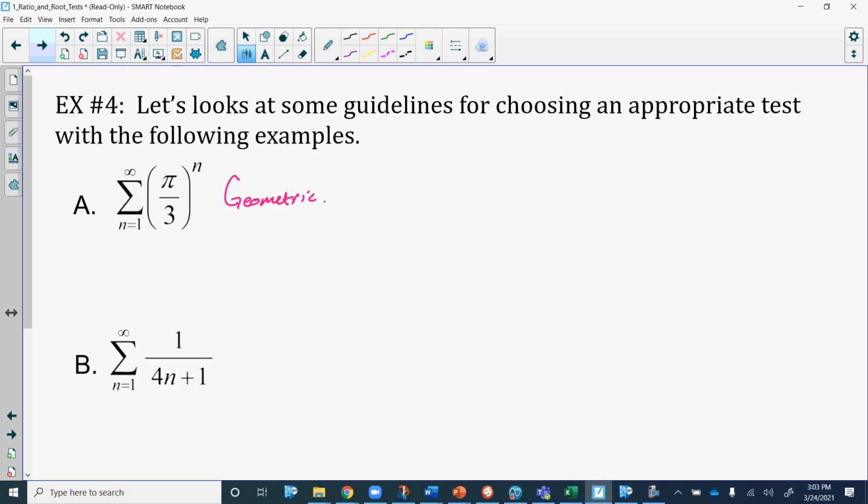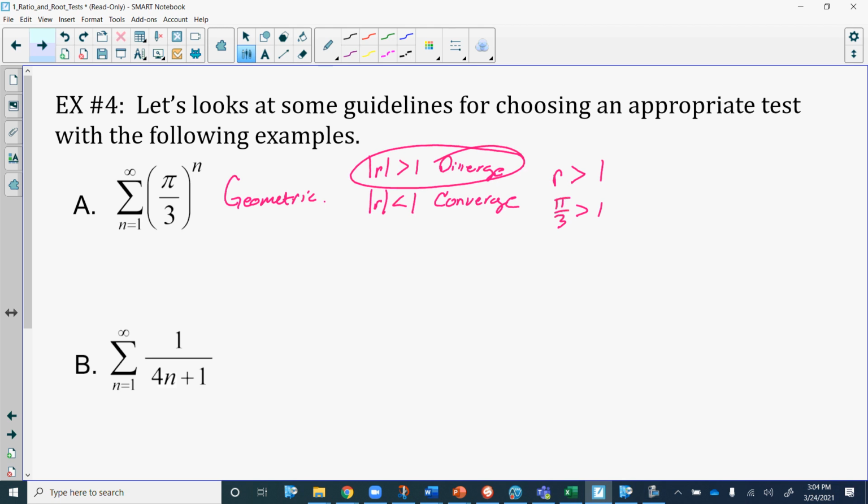A geometric series is very easy to tell if it's going to converge or diverge based on the common ratio. So remember, if the constant ratio is greater than 1, it's going to diverge. If the constant ratio is less than 1, it will converge. And in this case, r is greater than 1 because pi over 3 is greater than 1. So here I would just say that this one would diverge according to the geometric series test.